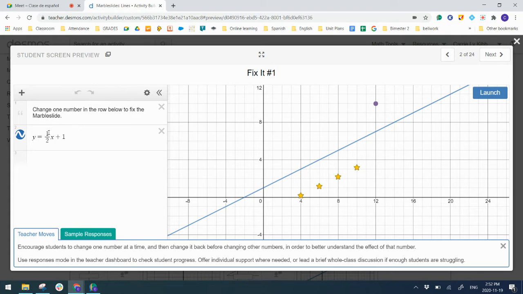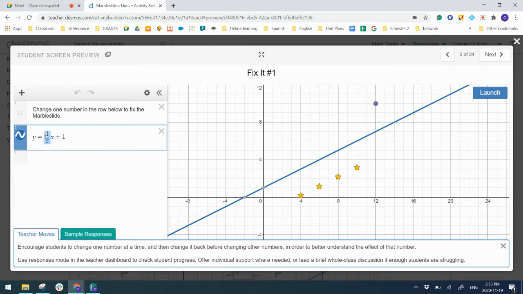So we have our equation, where we have a slope of 1/2 and a y-intercept of 1. And it tells us that we need to change one of these numbers in order to fix the marble slide. Because if I launch right now, obviously I fail. I don't collect any of the stars. So we need to see if changing the slope or changing the y-intercept will help us.